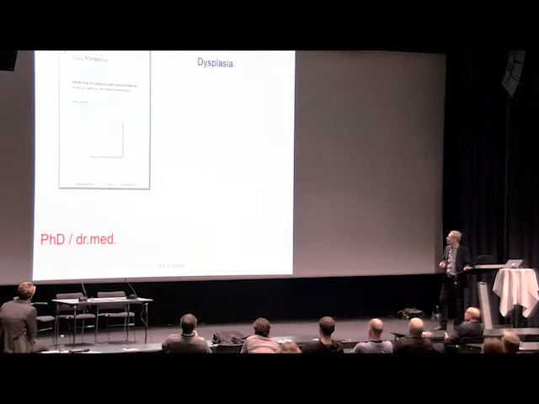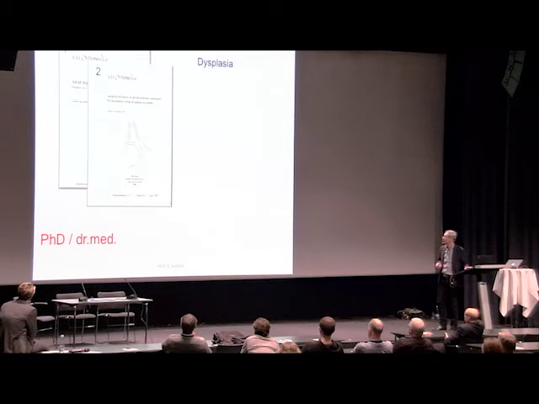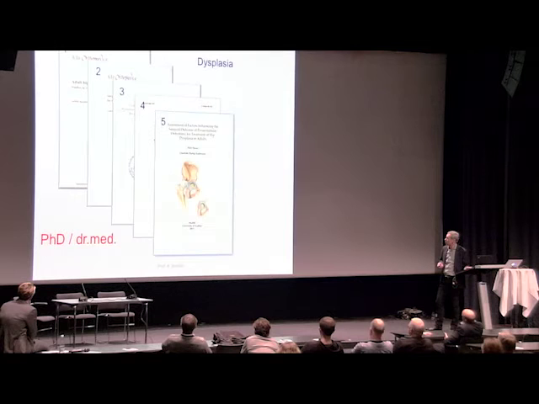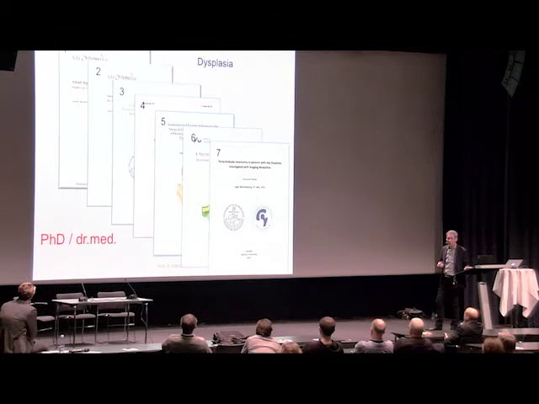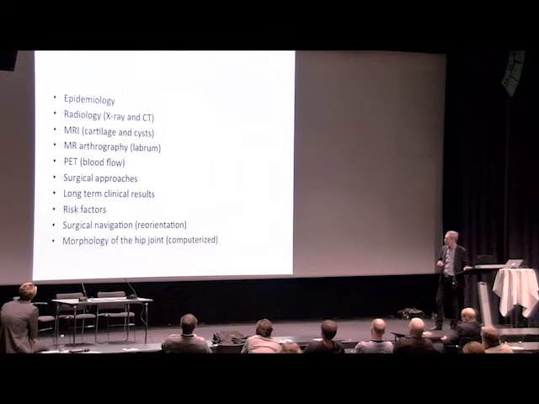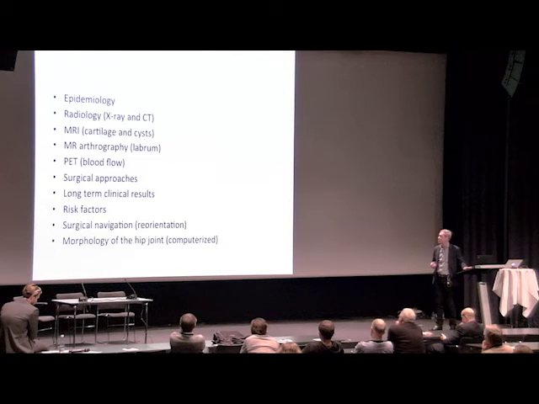We have published quite extensively on this topic, dysplasia. We have published 4 PhD studies and 3 doctoral theses. So we have a lot of data, and we know much more about the indications and also how to do the surgery compared with when we started 20 years ago. We have been dealing with epidemiology, radiology, MRI, PET, surgical approaches, long-term results, risk factors, navigation, and morphology of the hip joint. And we have published about 30 papers, actually 45 papers on this topic.